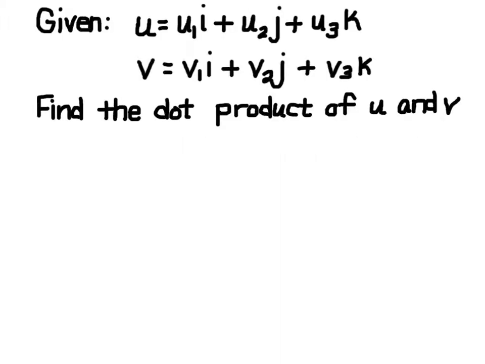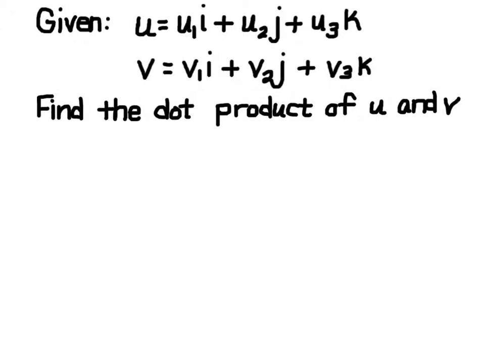In this section, we're going to look at the dot product of vectors and projections. Given the vector u and the vector v, find the dot product of u and v.